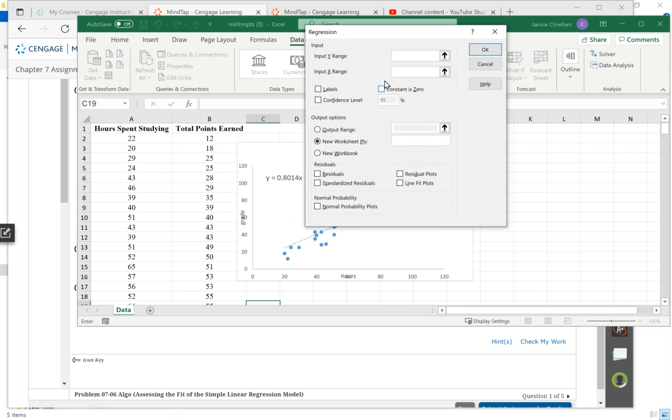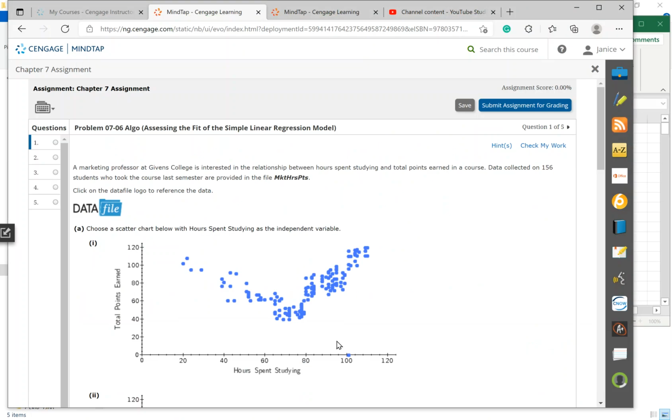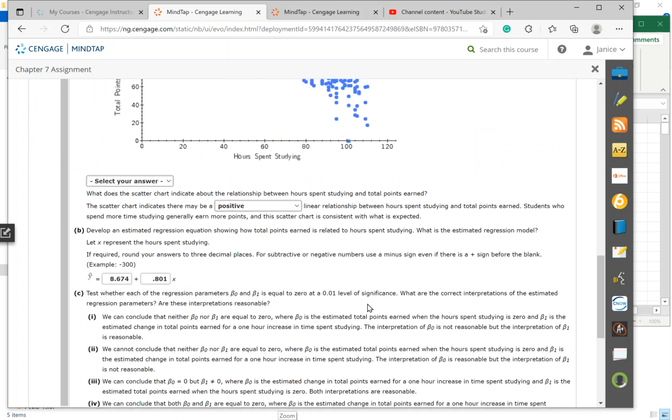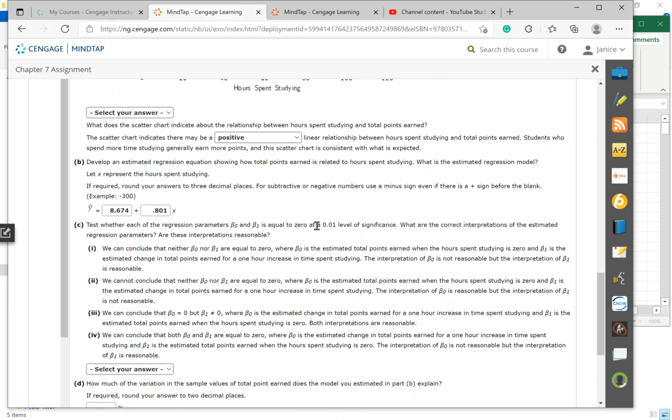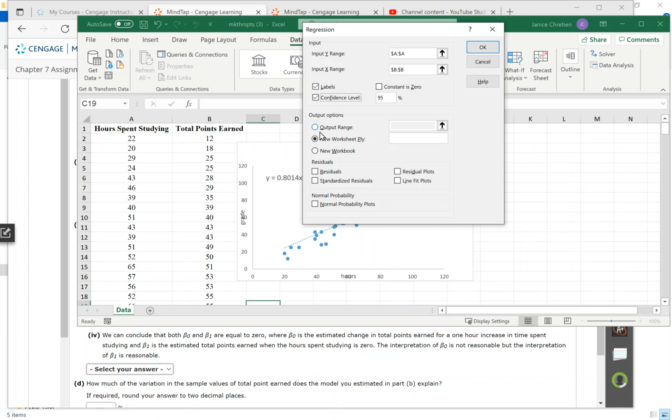And my Y is going to be my A column. And my X is going to be my B column. I have labels. I believe it told me at a 0.01 significance. Okay, so it didn't tell me which confidence interval to use, but it's going to be 99 on other questions coming up. It's just going to be a 99%.